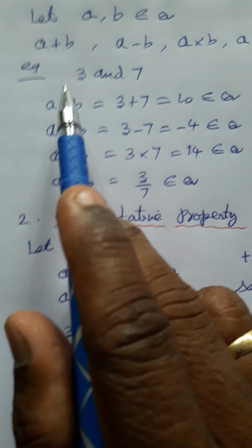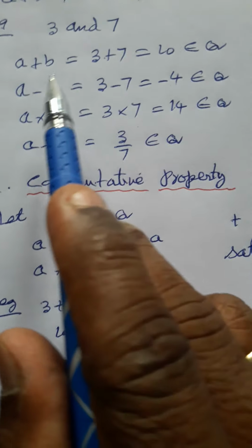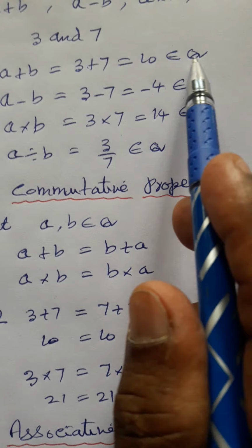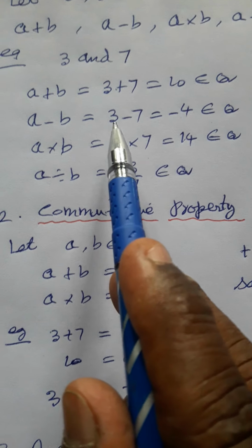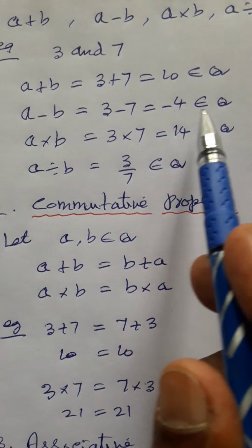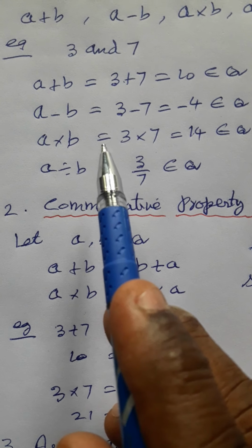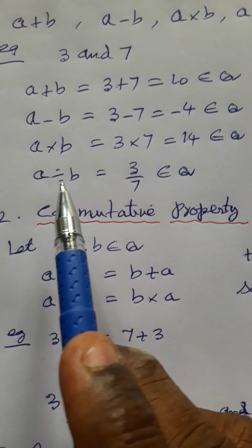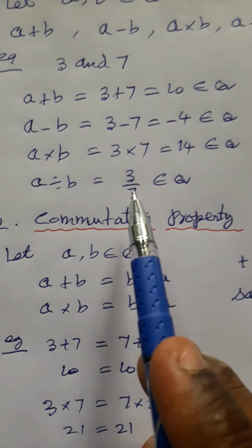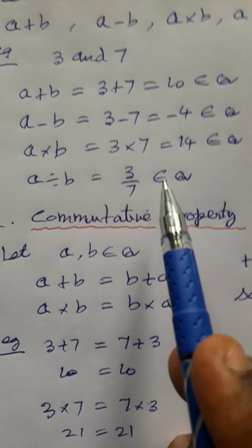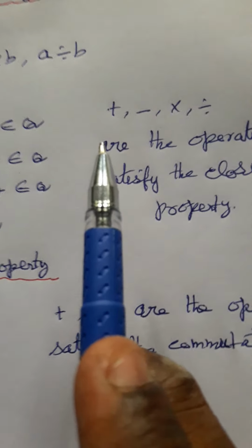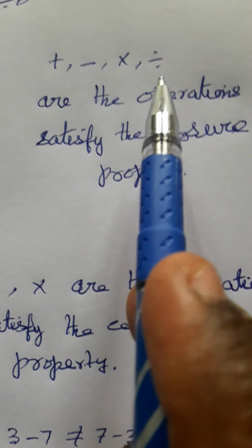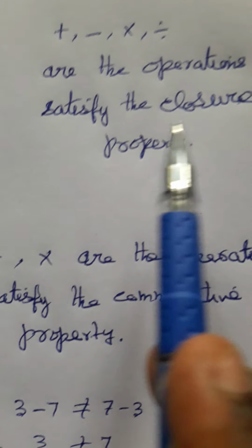Closure property. Example, I take numbers 3 and 7. So a plus b equal to 3 plus 7 equal to 10 belongs to Q, rational numbers. a minus b equal to 3 minus 7 equal to minus 4 belongs to Q. a into b equal to 3 into 7, 3 7s are 21, belongs to Q. And finally a divide b equal to 3 by 7. Already we get a fraction here, it also belongs to Q. Here addition, subtraction, multiplication and division are the operations that satisfy the closure property.